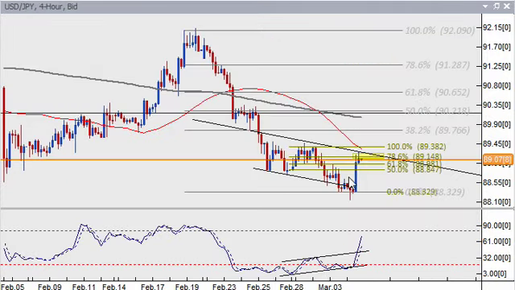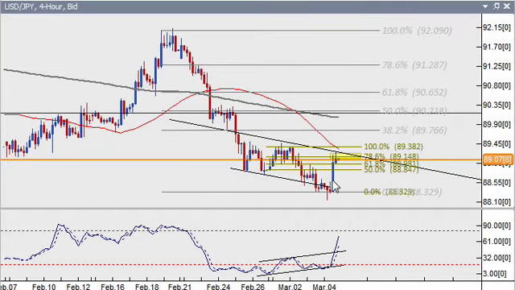Here's a look at the dollar-yen pair. We correctly anticipated a correction yesterday after this bullish divergence. So far, the market has shown only a temporary bullish push, and the resistance of this declining trend line has held. So we have two outlooks.